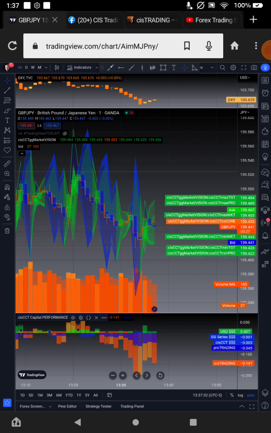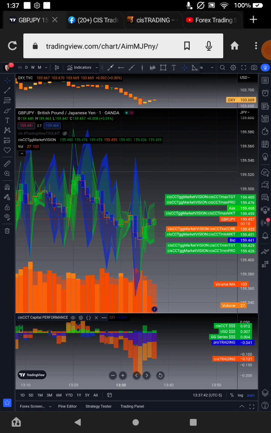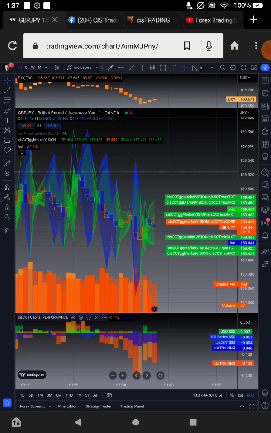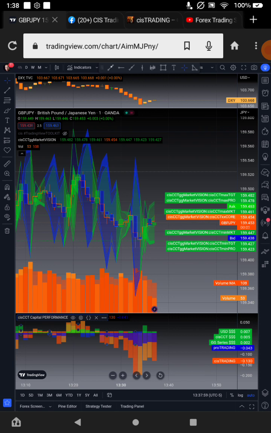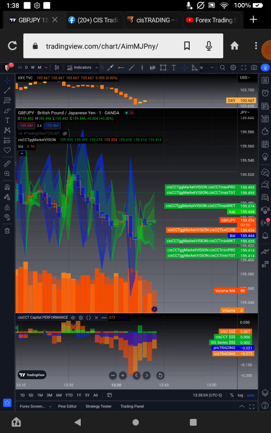We're looking at the CIS CCT GG Market Vision indicator, which is from the Great Gatsby Pro Trader 2008 Pro Trading methodology. It's a very simple looking cloud indicator in behind the price. It also adjusts all of the candle bars and includes the orange step line, which identifies the CCT core value. At the bottom, you can see the capital performance indicator, which is on the yield curve relative to the underlying and the US dollar value change.